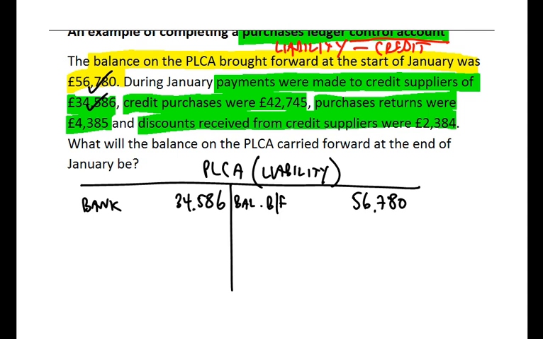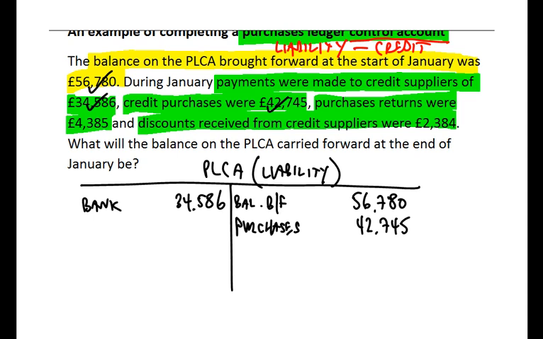We've then made some credit purchases. Well, this increases what I owe my suppliers. So it will be a credit on the purchase ledger control account. This is increasing the liability. The other side of that double entry will be a debit to purchases. That debit to purchases showing the expense that the business has suffered.